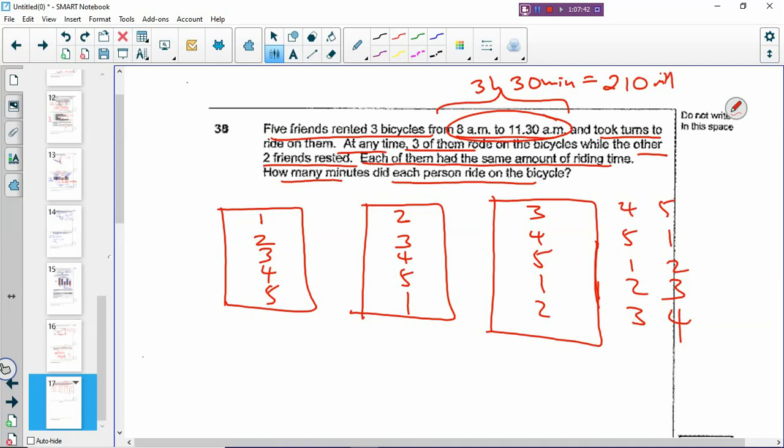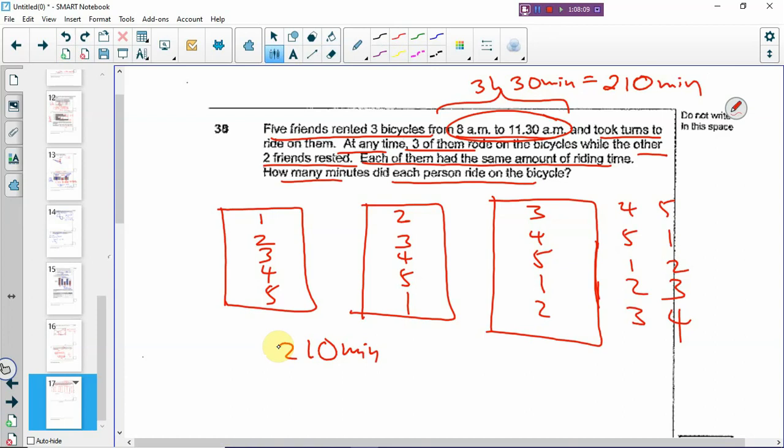So which means that they rented the bicycle for how long? They rented the bicycle for 210 minutes. Am I correct? And then what do you do next? Then you look at the picture, and there are 5 persons, right? So you take the total time they rent, and because there are 5 persons, each person will ride how many times?